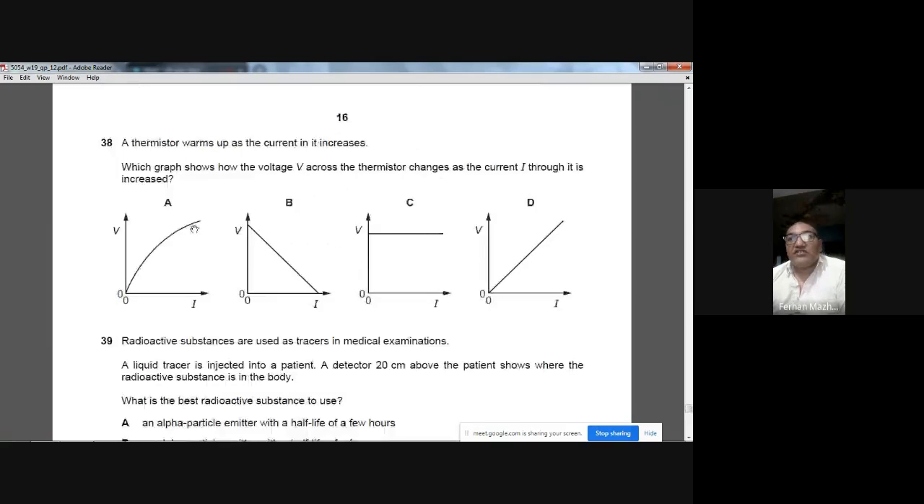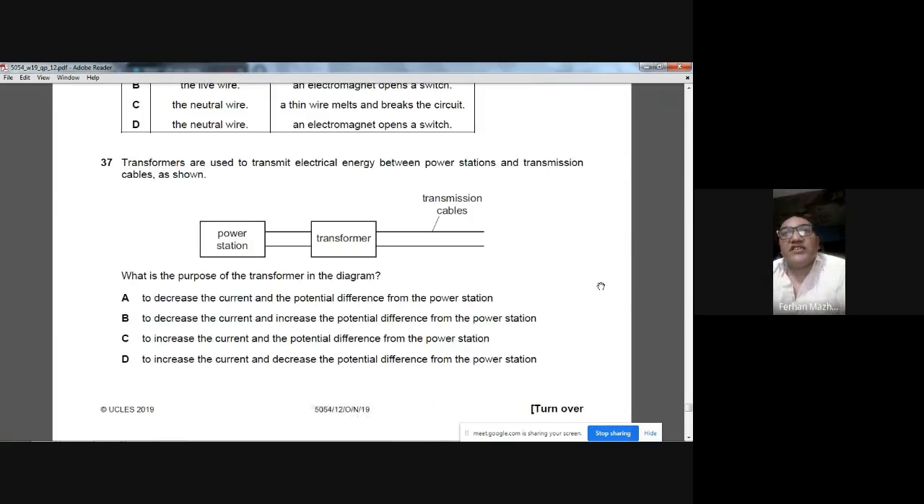Question number 37 is on your screen. Transformers are used to transmit electric energy between power stations and transmission cables as shown. What is the purpose of the transformer in the diagram? The transformer which is used on the power stations before the transmission cables are step up transformers. They increase the voltage. When they increase the voltage, automatically the amount of current reduces. So their main function is to step up, they increase the voltage, decrease the current, and this will help in reducing the power loss in the transmission cables.